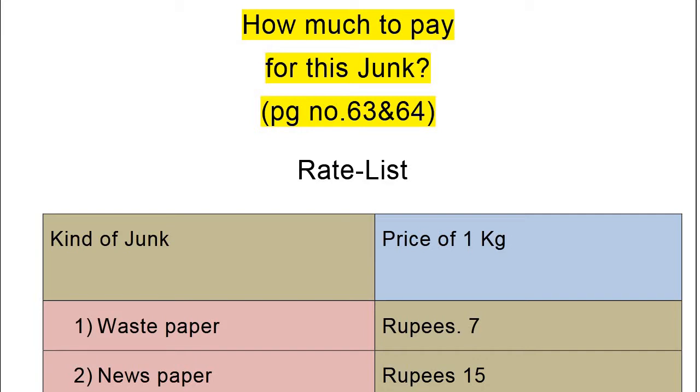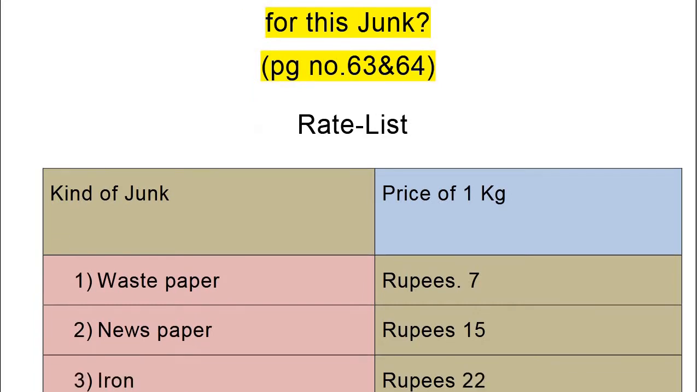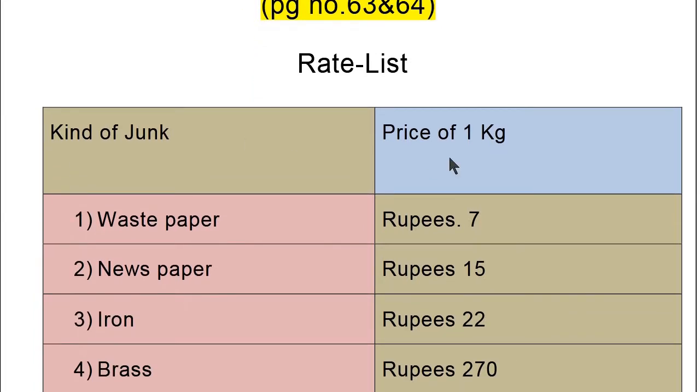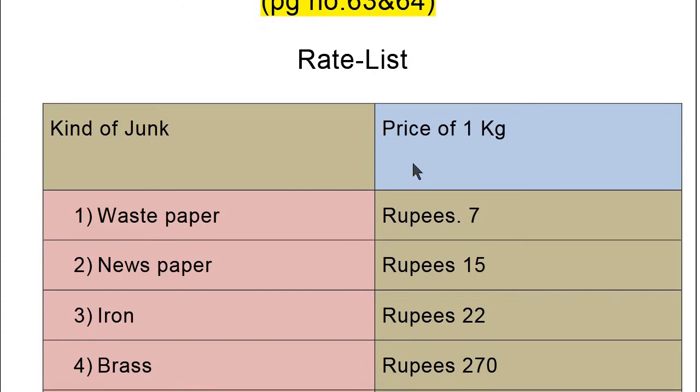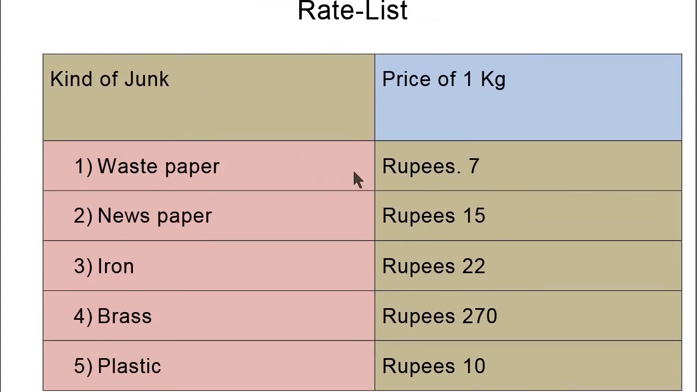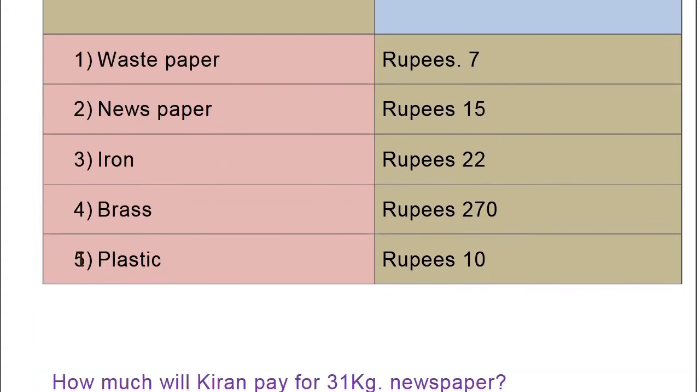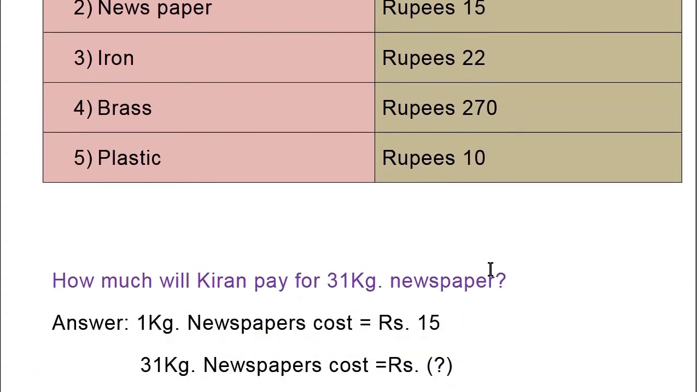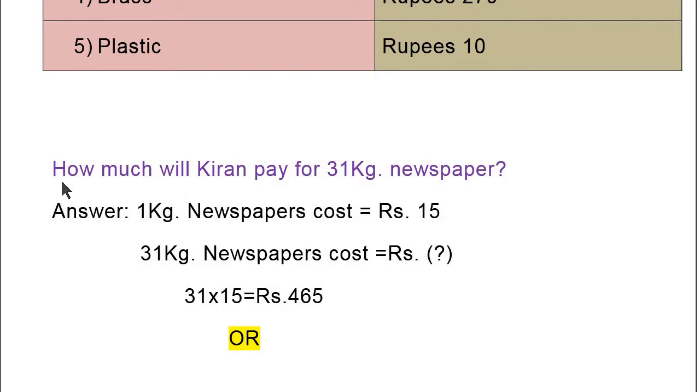Now here one rate list is given: kind of junk and price for 1 kg. First is waste paper, rupees 7. Newspaper, rupees 15. Iron, rupees 22. Brass, rupees 270. Plastic, rupees 10. Now here it is given, how much will Kiran pay for 31 kg of newspaper?